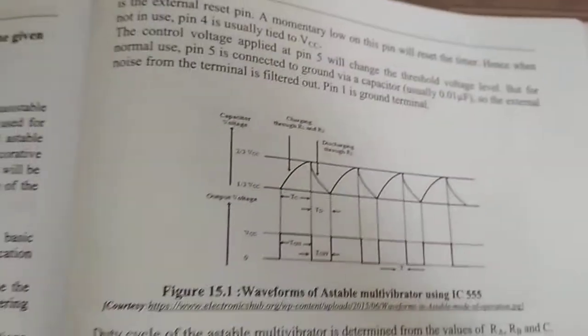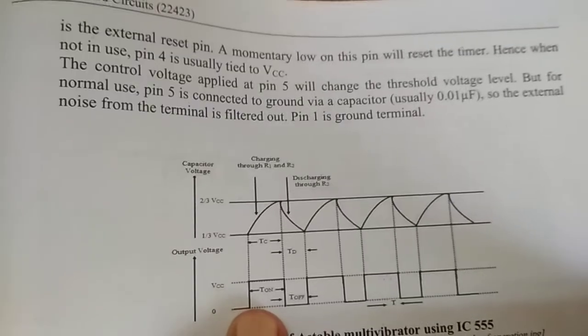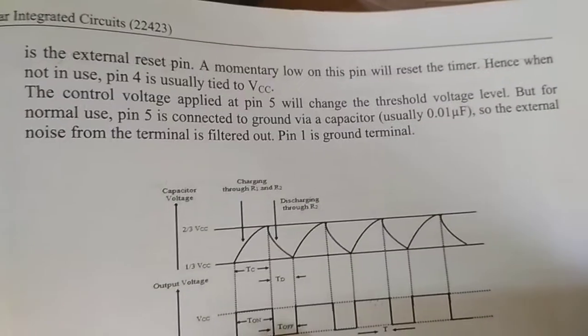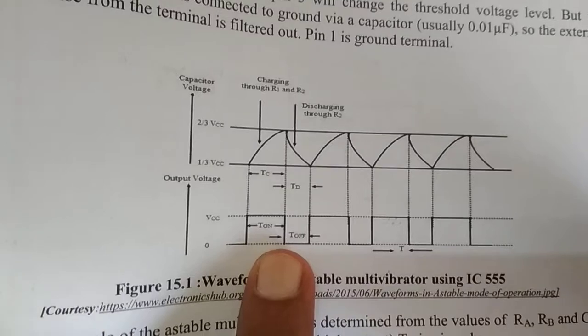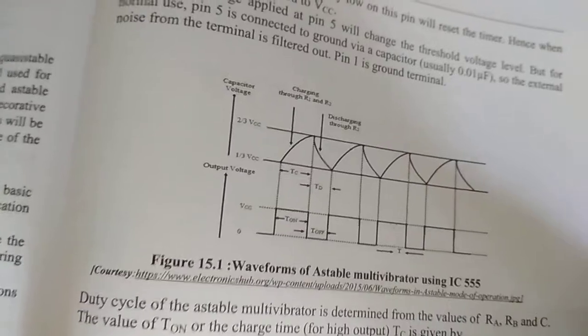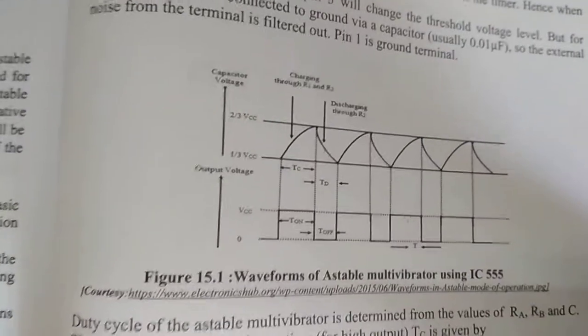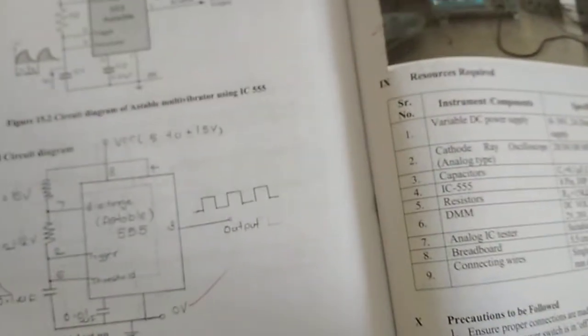In this practical session we are going to measure the T on time and T off time, and from these we will calculate the duty cycle. The duty cycle is T on divided by T on plus T off. These are the formulas given to calculate the T on and T off time. And here is the actual circuit diagram.